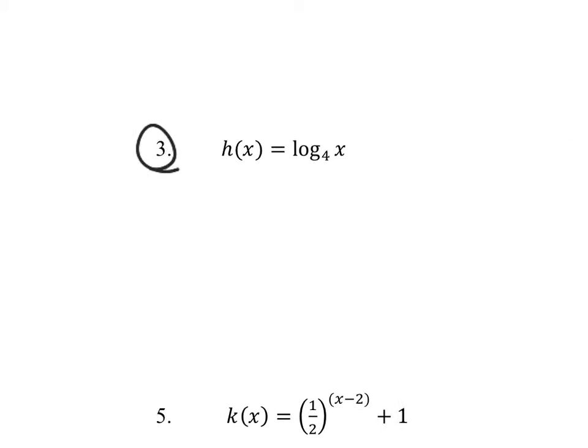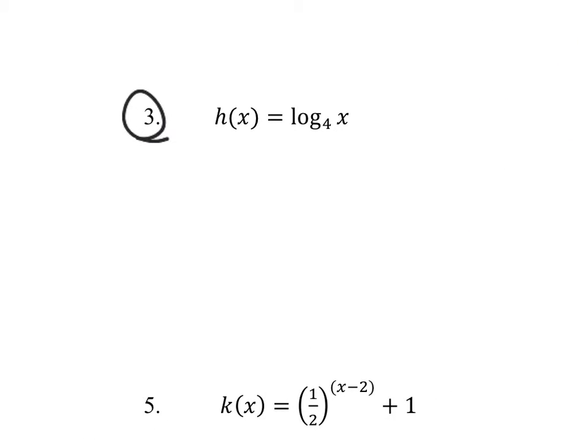All right, this is similar, but now instead of starting with an exponential and turning it into a log, we're going the other way around. So now I have log base 4 of x equals h of x. So first, same thing, I'm going to call this y for now. And I'm going to flip my x and y.